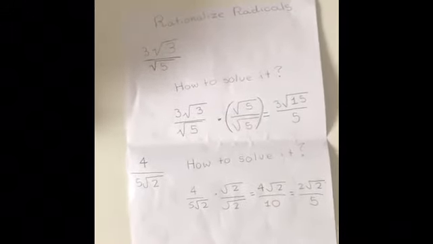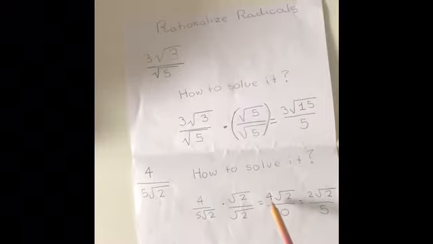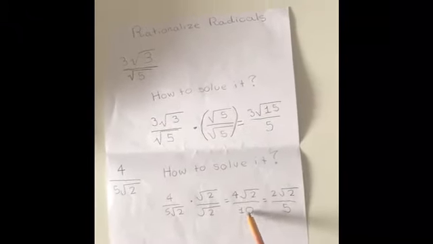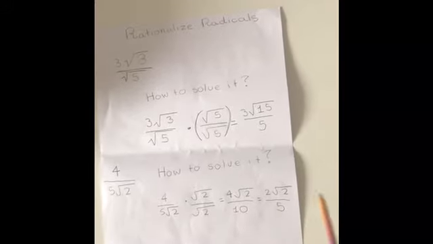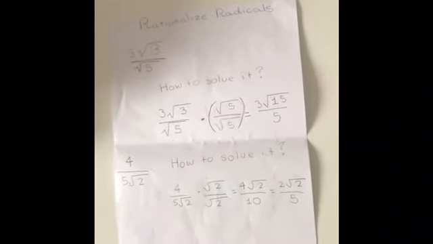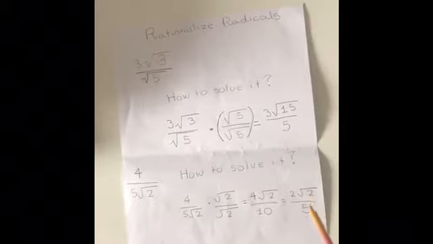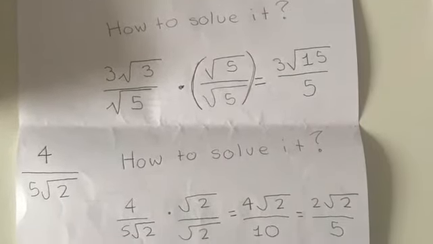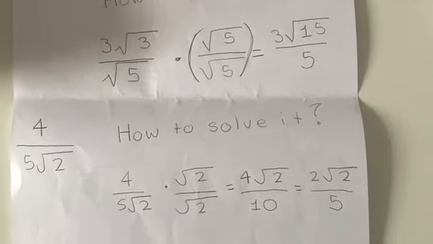Here you are probably thinking, oh, I'm done. But you are not. You can simplify it more. You can divide 4 by 2 and 10 by 2. 4 divided by 2 equals 2. And 10 divided by 2 equals 5. So our answer for this problem is 2 times square root of 2 over 5.